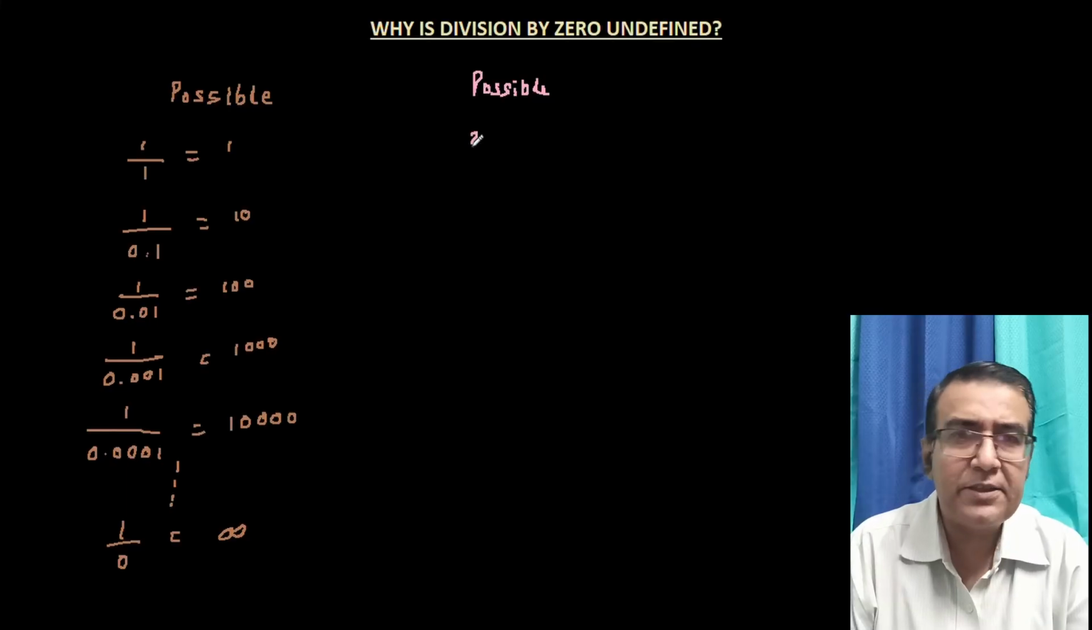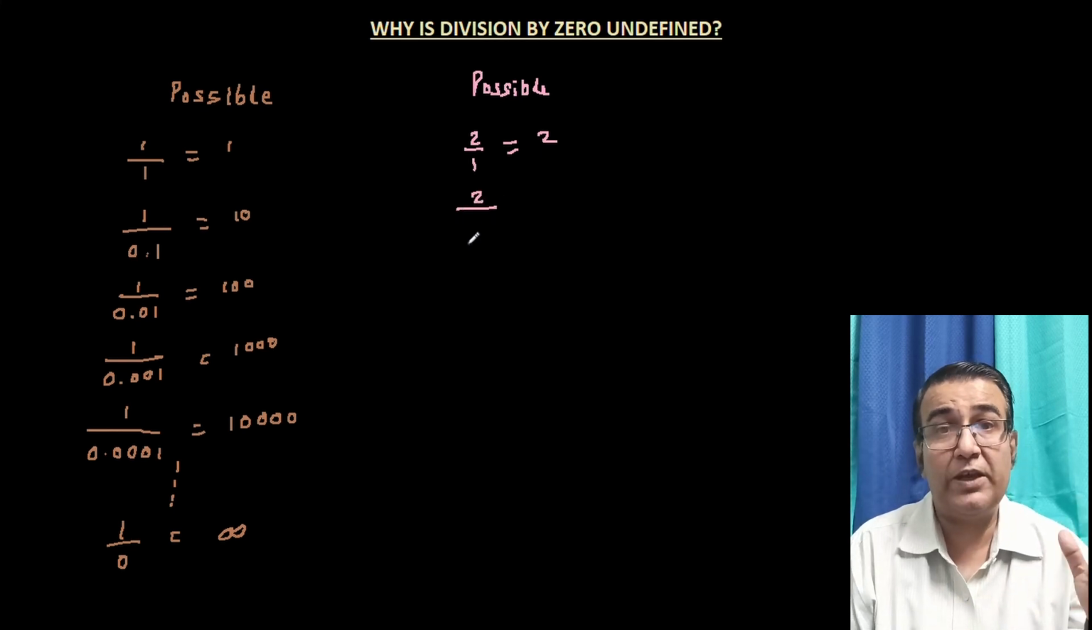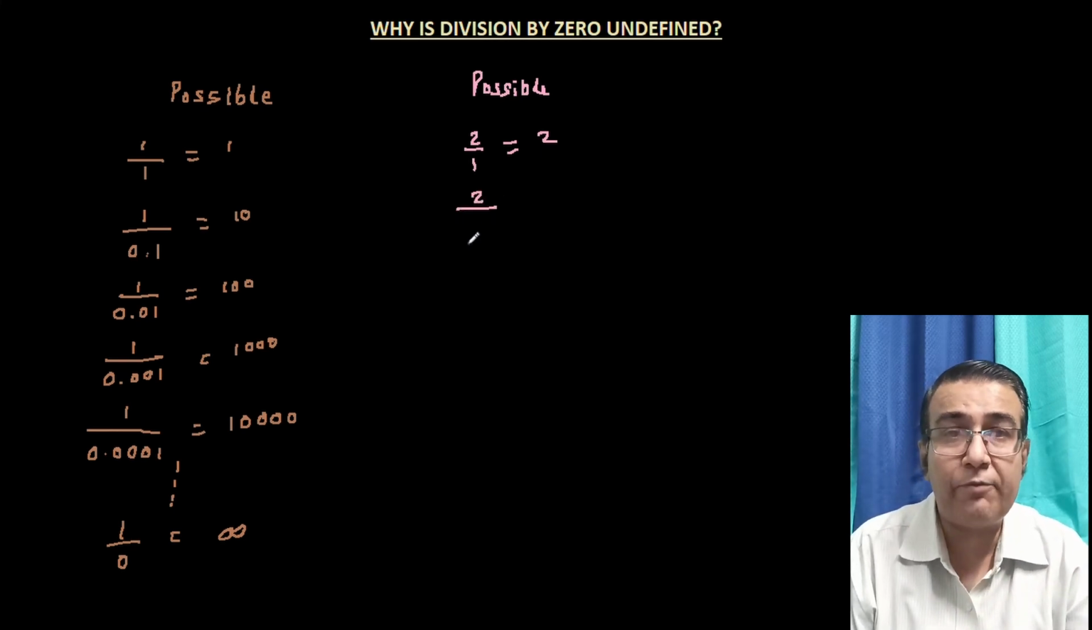We don't know what it is. But why not approach it using the same way? Let's divide this 2 by 1 and what we get is 2. Let me divide 2 by a smaller number. So we are going towards 0 again from 1. So 2 divided by 0.1 gives us 20.